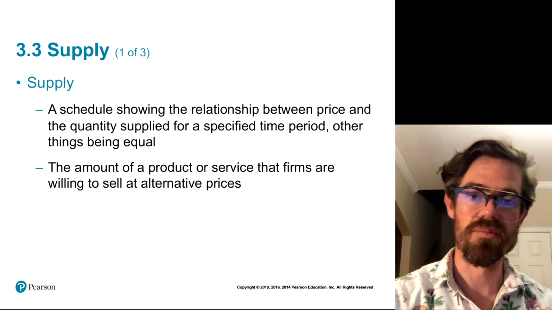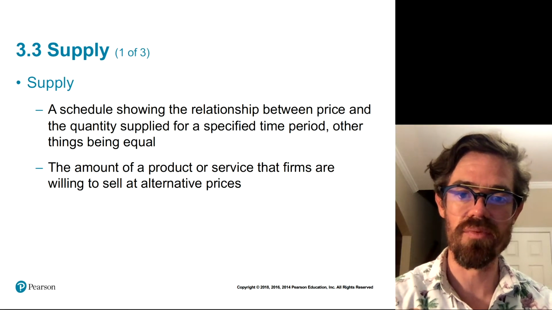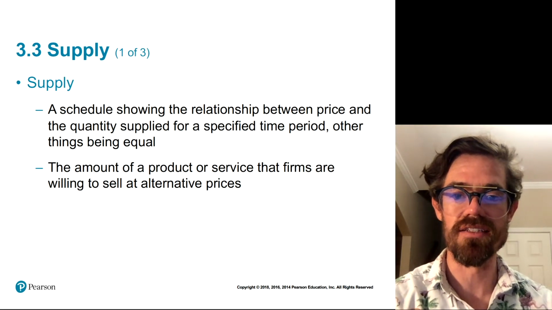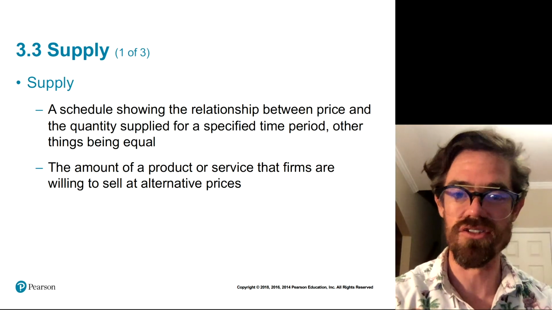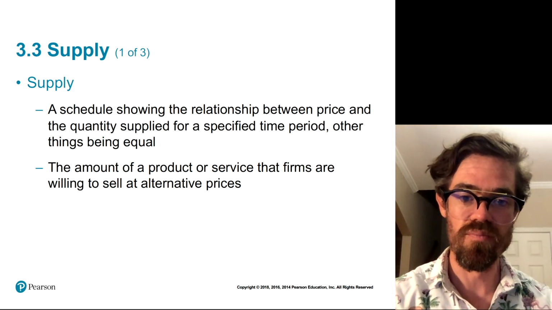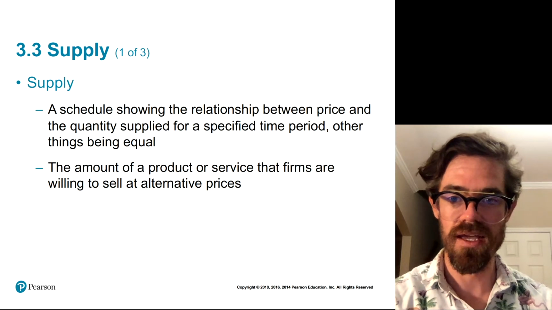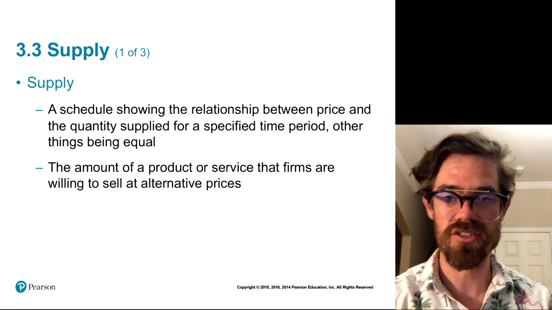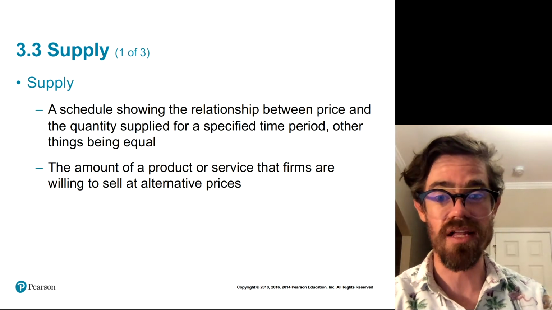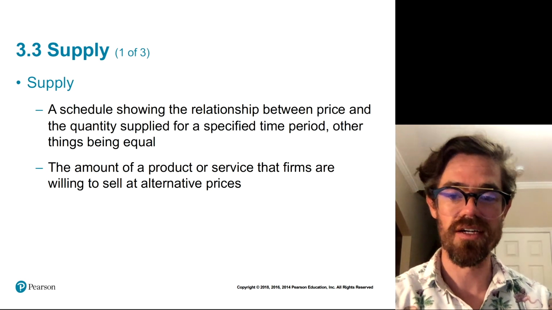And so supply is the amount of a product or service that firms are willing to sell at all different, alternative prices. Pick a price, and if I have a supply curve or a supply schedule, and you tell me a price, I can tell you what the quantity supplied is at that price.